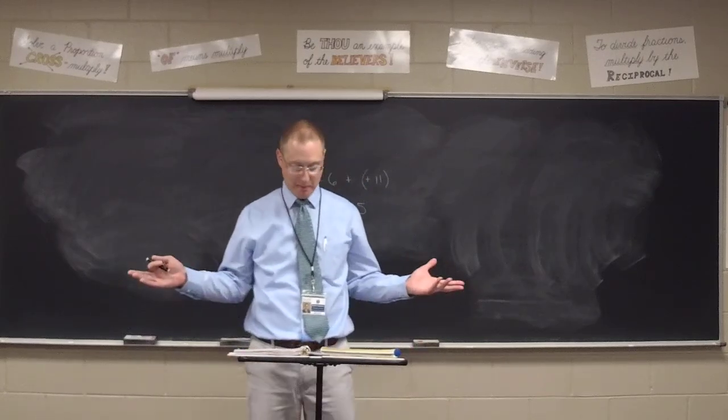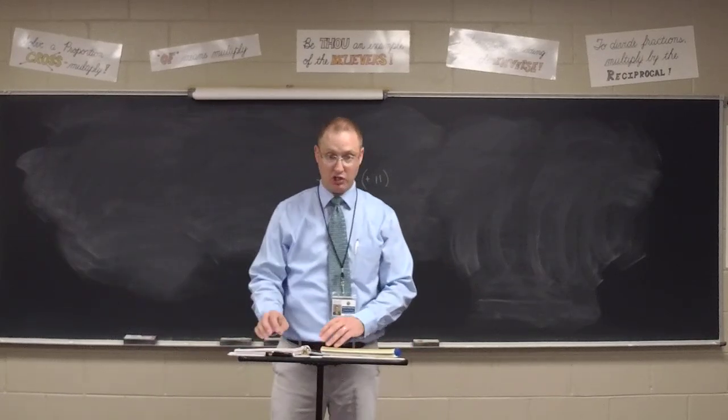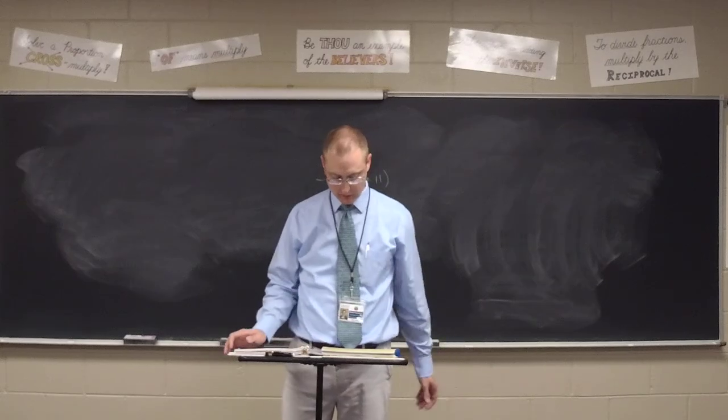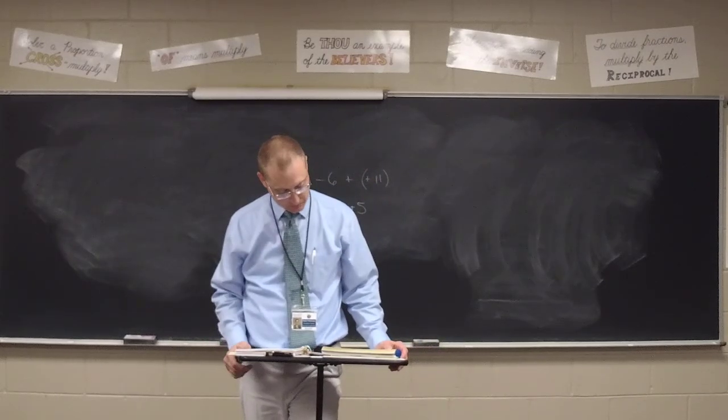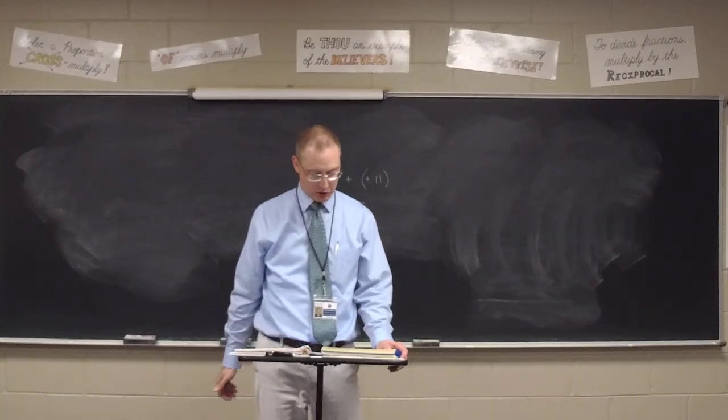Number 31, Hayden. Negative 6. Signs are the same. Add and keep the sign, gets you negative 6. Number 32, Aubrey. Negative 4. Add and keep the sign. Number 33, Lexi. Positive 1. Subtract, keep the sign of the greater absolute value.